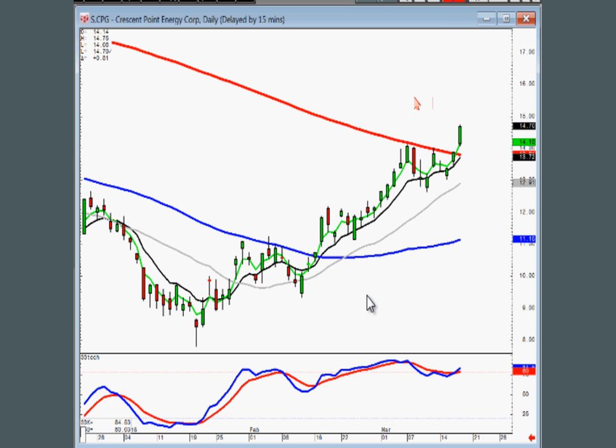PCG, you buy this one. Notice what happened when they did the bobble. They gapped it through the resistance level. That's telling us wave one, wave three is in progress. That's a good looking chart.